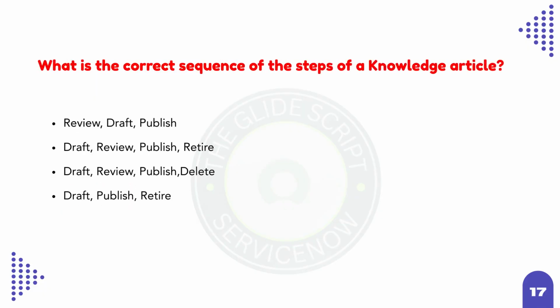The next question is, what is the correct sequence of the steps of a knowledge article? And the correct option is draft, review, publish, retire. And I will recommend you to remember this sequence because this is one of the most important questions, and there is a 90% chance that you will get this question in your CSA exam. Option number 2 is the correct option.